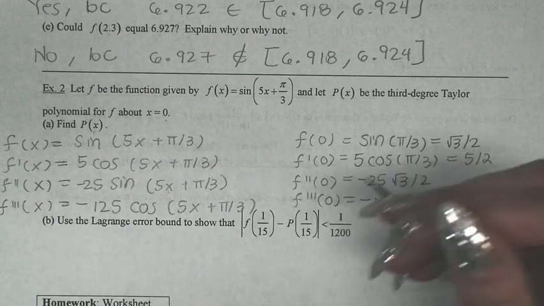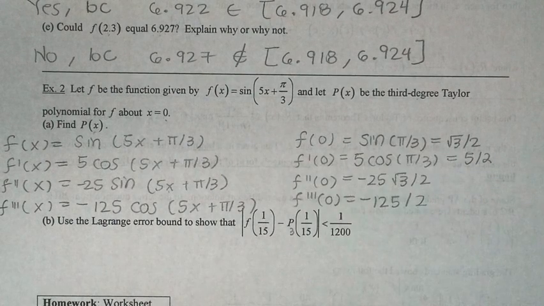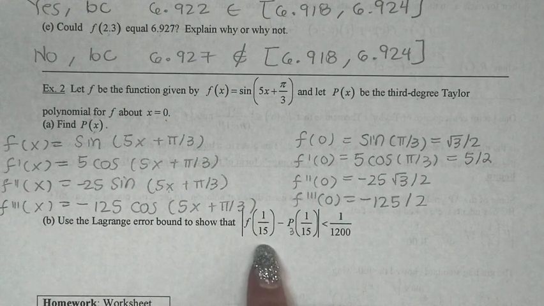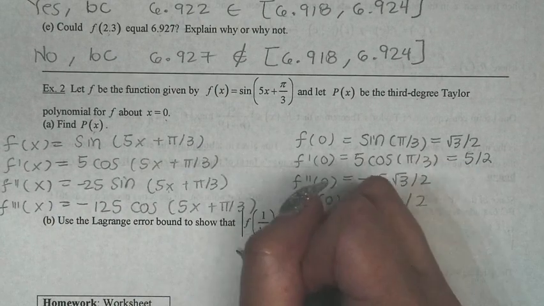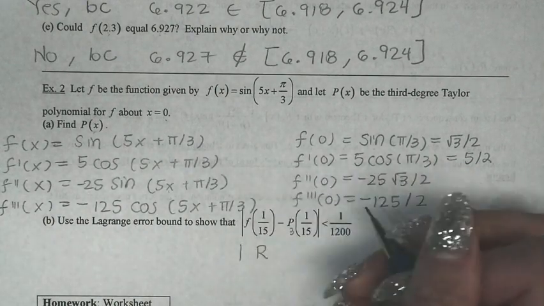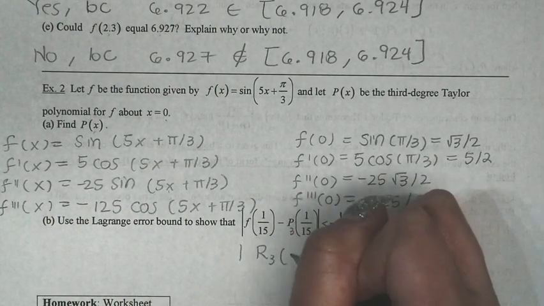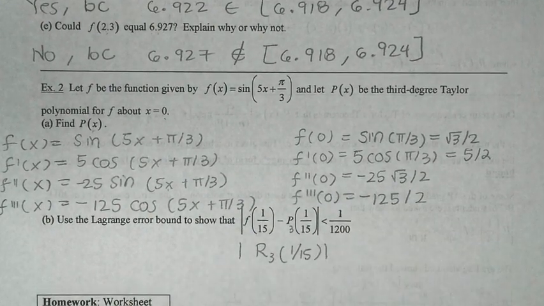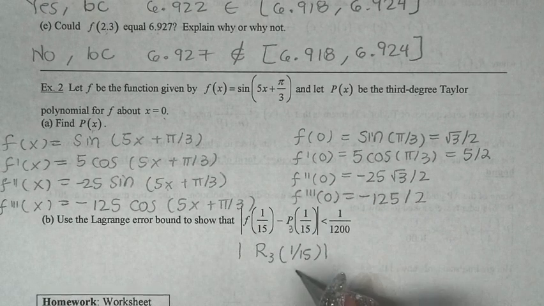So for the polynomial that we use, we call it sub 3, so let's call it sub 3 there. If that bothers you, go for it. This notation might look a little bit funky, but you know better. You know that this is the same as r sub 3 of 1 over 15. So by Lagrange, I can find this.